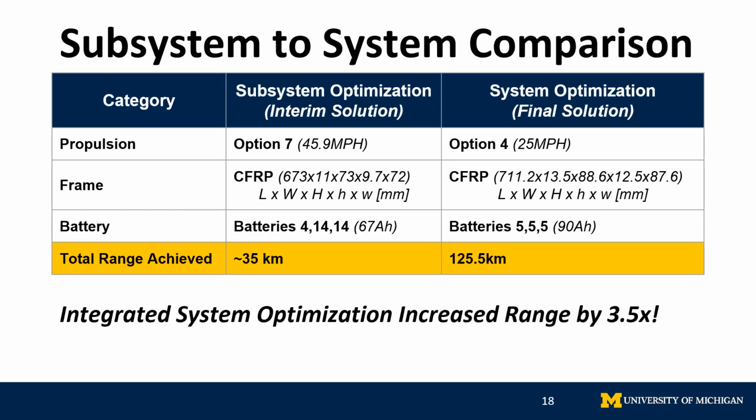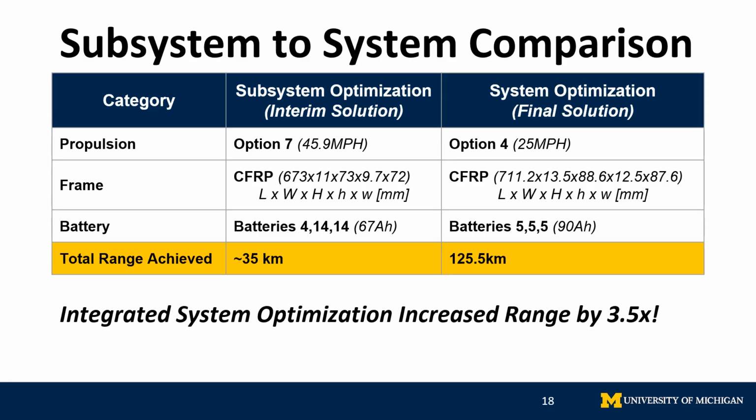After optimizing our drone as a full system, as shown in the table, we managed to increase our total flight range achieved from 35 kilometers up to 125.5 kilometers. Our main takeaway after optimizing as a full system for the final report is that our initial value assumptions, such as weight allocation, were far from optimal during the interim analysis. For instance, we need to be sure that the battery is providing the maximum capacity to the overall system.